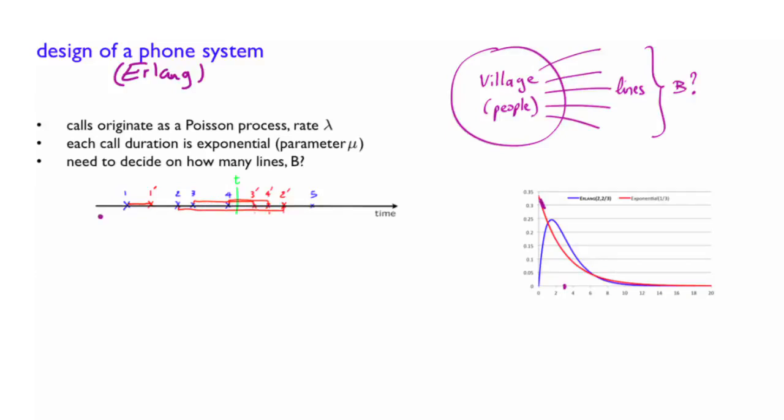So call 1 lasted that long, call 2 lasted until here, 3 up to here, 4 here, etc. So when you look at this kind of system in that way, and you run through time in a continuous manner, here you have 0 lines busy, you have 1 line used, 0, 1, then 2 become busy, 3, 2, 1, and 0, and so on and so forth.